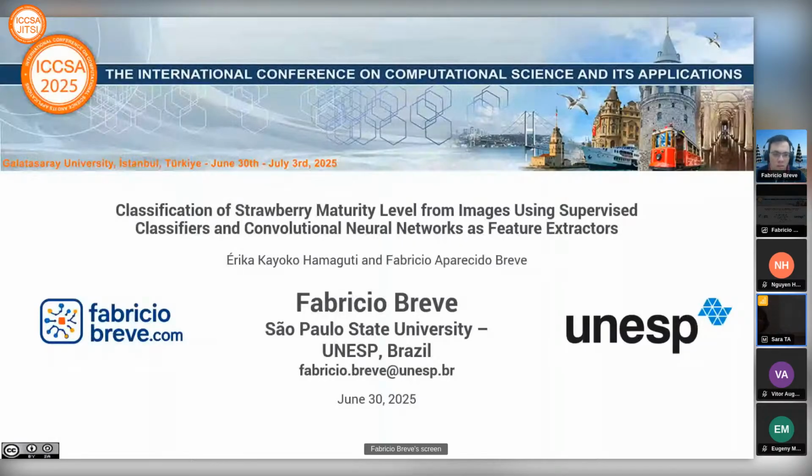Thank you. Good morning. I'm Fabrício Breve from the São Paulo State University, Unesp, in Brazil. I present the paper Classification of Strawberry Maturity Levels from Image Using Supervised Classifiers and Convolutional Neural Networks as Feature Extractors. The first author, Erica, was my MSc student, so this paper is derived from her master's dissertation.